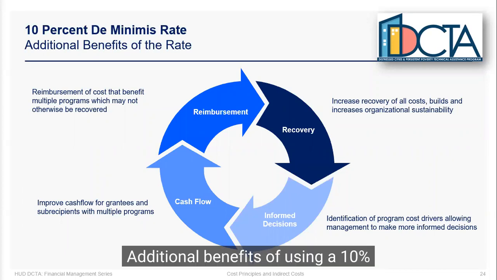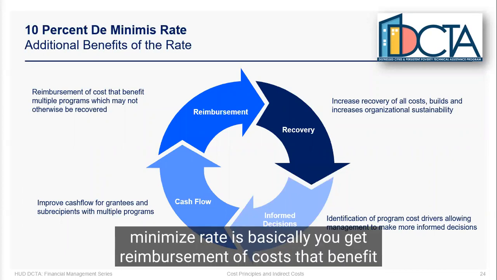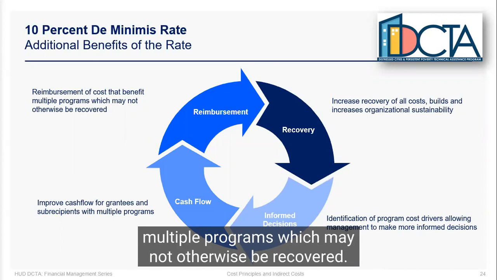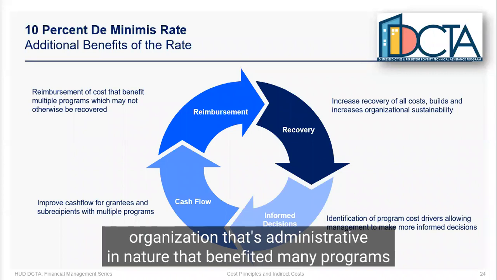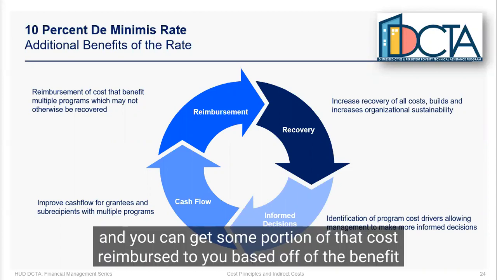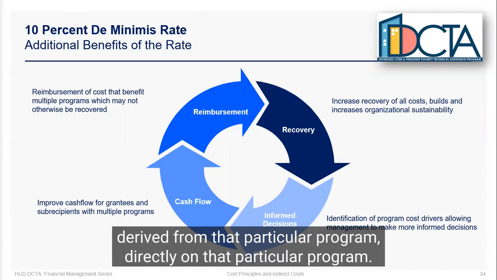Additional benefits of using a 10% de minimis rate is basically you get reimbursement of costs that benefit multiple programs, which may not otherwise be recovered. So these are intrinsic costs in your organization that are administrative in nature and benefit many programs. And you can get some portion of that cost reimbursed to you based off of the benefit derived from that particular program.